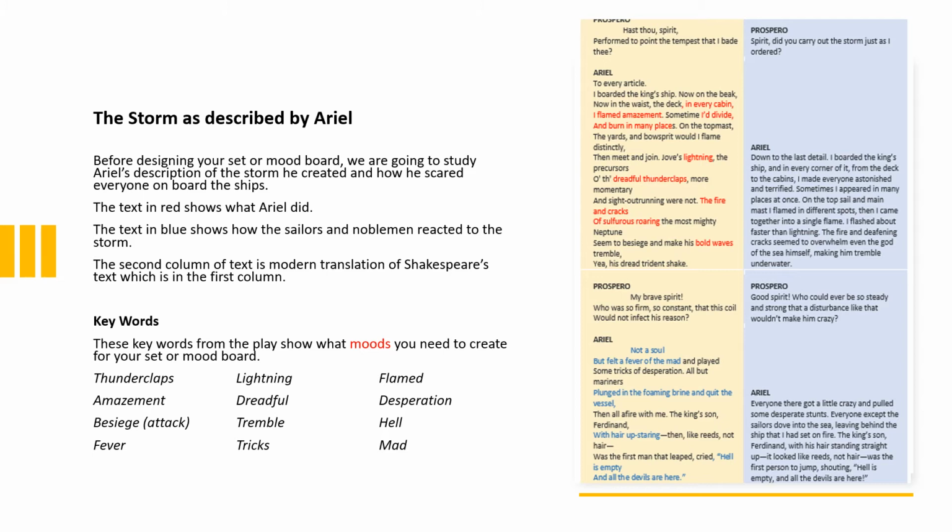So before you design your set, we need to think about the scene. So we've got here the script, and we're going to pick out keywords. We're going to study Ariel's description of the storm he created and how he scared everyone on board the ships. The text in red shows what Ariel did. The text in blue shows how the sailors and the noblemen reacted to the storm. The second column of text is the modern translation of Shakespeare's text, which is in the first column.